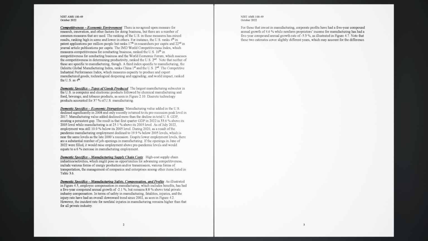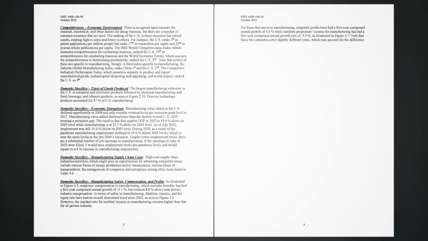Competitiveness, economic environment. There is no agreed-upon measure for research, innovation, and other factors for doing business, but there are a number of common measures that are used. The ranking of the U.S. in these measures has mixed results, ranking high in some and lower in others. For instance, the U.S. ranks 4th in patent applications per million people but ranks 17th in researchers per capita and 22nd in journal article publications per capita.